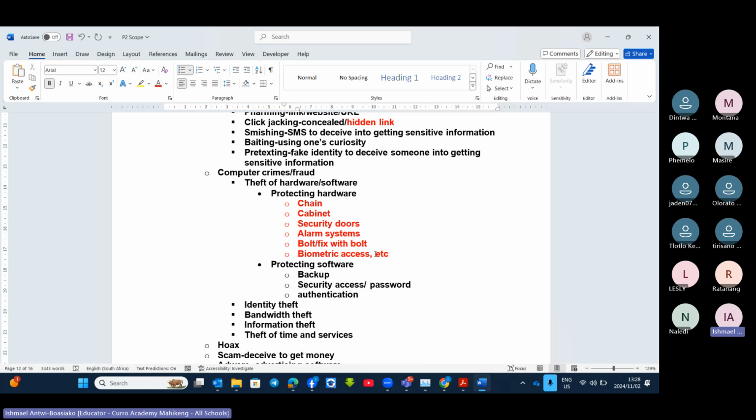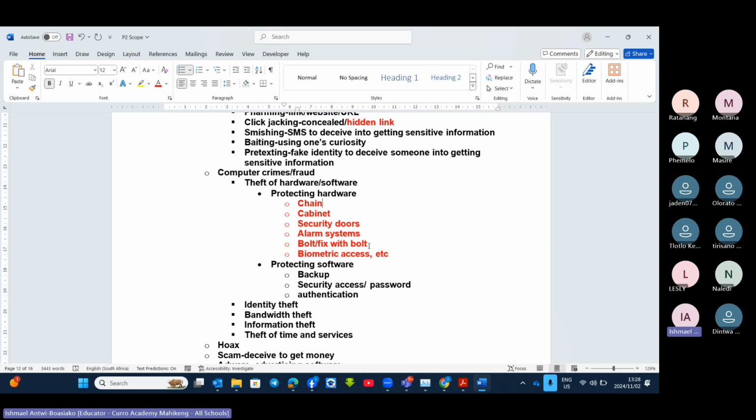So these and many more, you must know at least 2 or 3. In most cases, CAT theory, you don't ask more than 3 items. So normally it's 2 or 3. So you have to target 2 or you target 3. Let's say this one, you can pick biometric access or the alarm systems so that whenever they ask such type of questions, you know how to answer them.